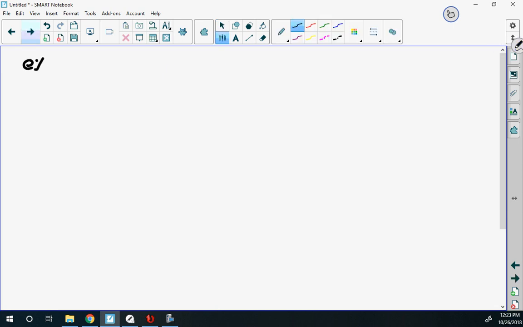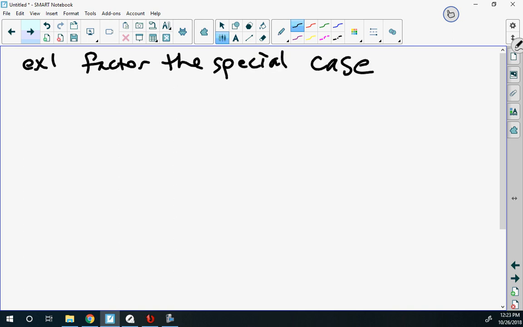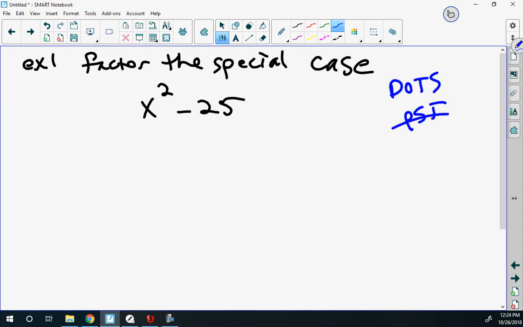Example 1, factor the special case. Let's go with x squared minus 25. So we got to ask ourselves, is this the difference of two squares, or is this a perfect square trinomial? It's a difference of two squares, so it's not a perfect square trinomial. So we're going to follow the pattern for a difference of two squares.